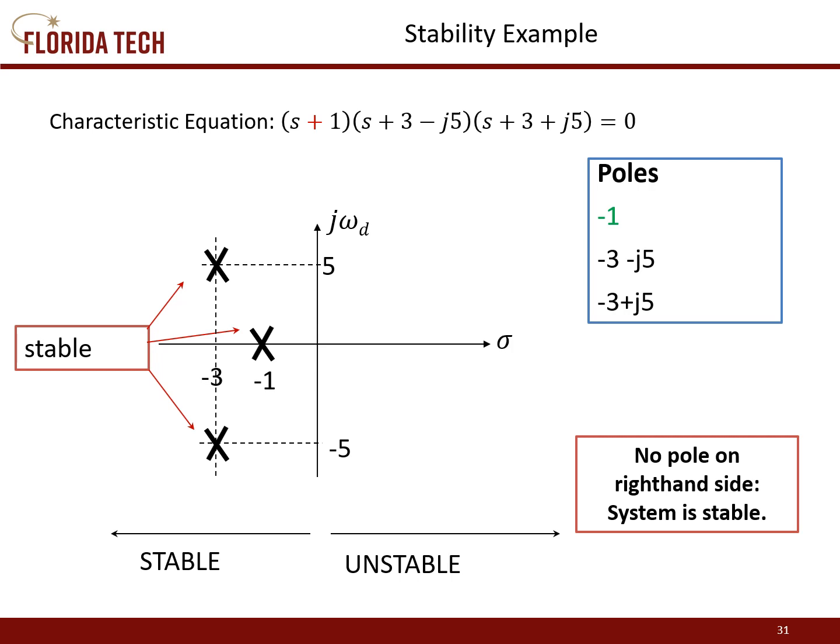Here's a stable example where all the poles are in the left half plane. Again, there are 3 poles, one real and a complex conjugate pair. But in this case, the real pole is in the left half plane, and so the system will be overall stable.